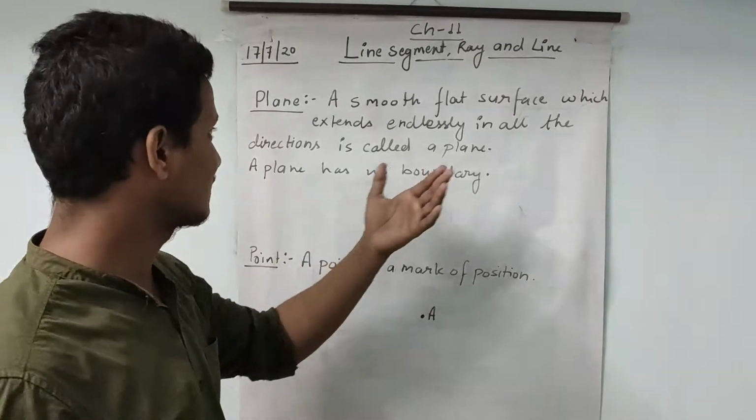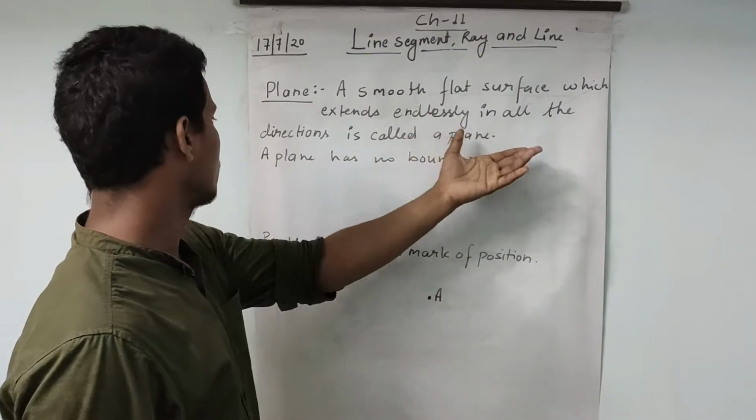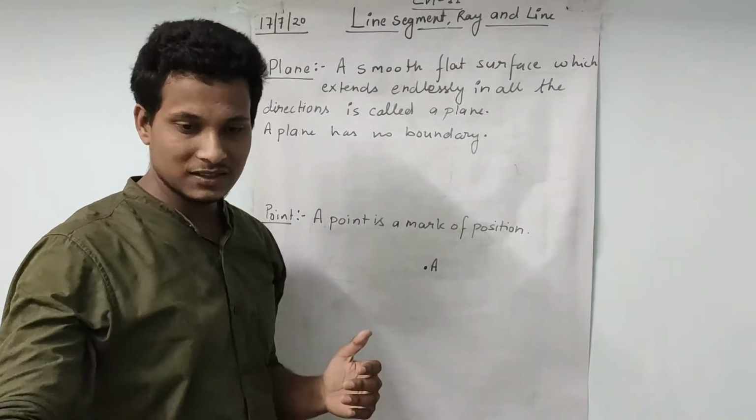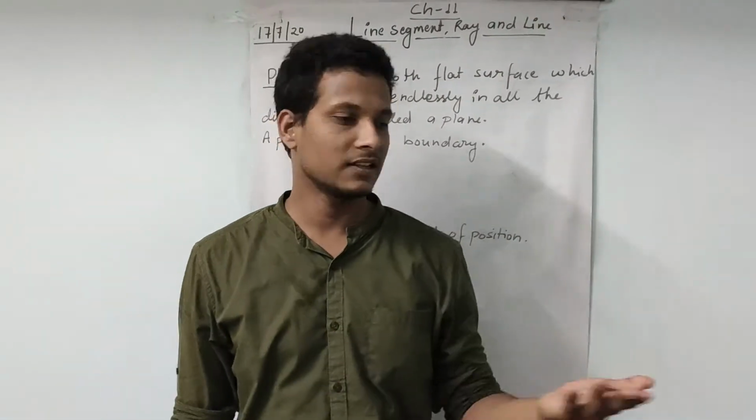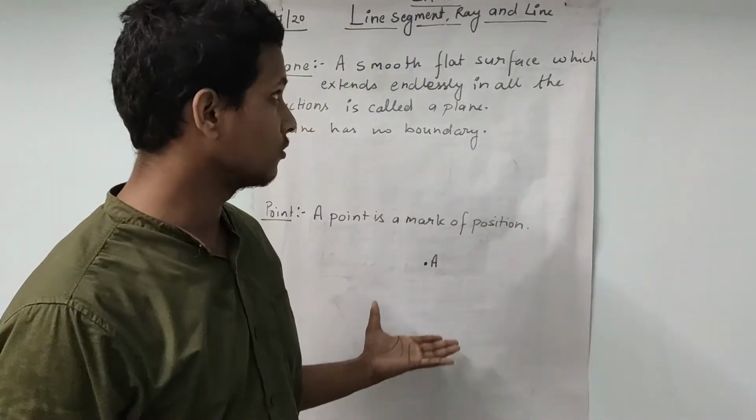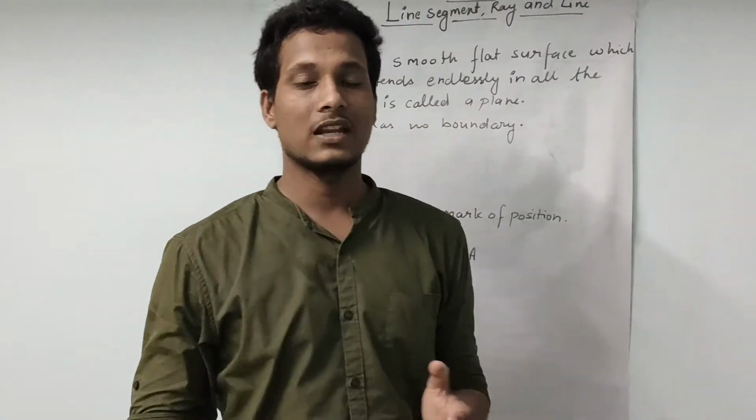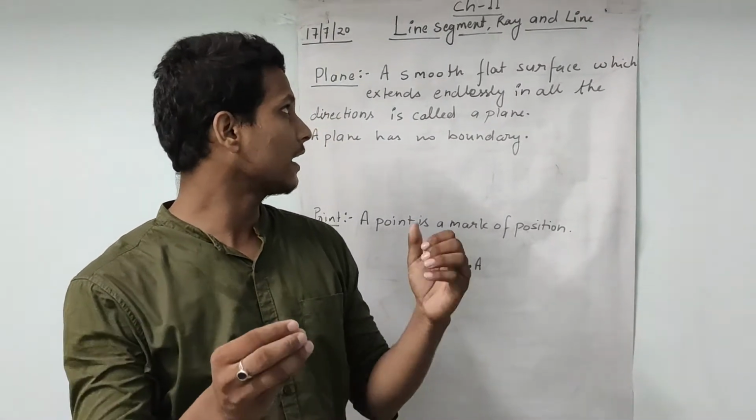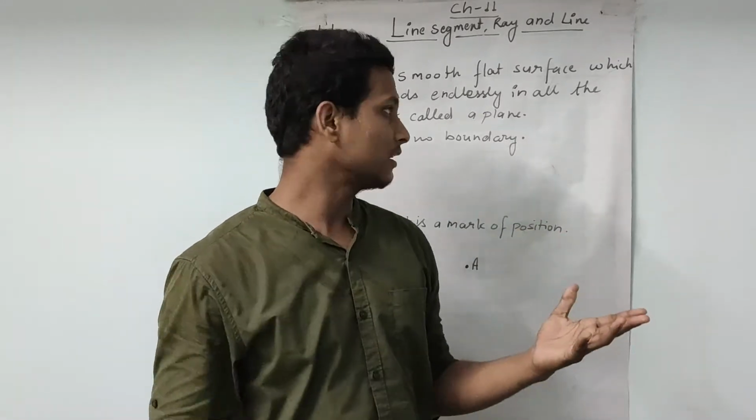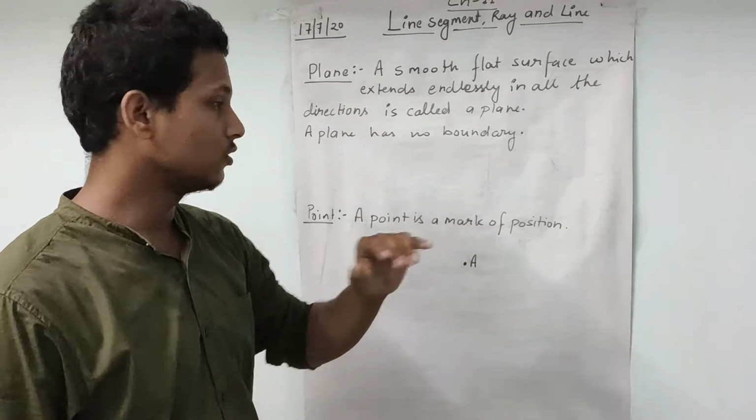A smooth flat surface which extends endlessly in all the directions is called a plane. Means a smooth flat surface like the surface of your wall, or the surface of this blackboard, or the surface of your floor. If they can be extended endlessly, then these are called a plane. It has no boundary. A plane has no boundary.